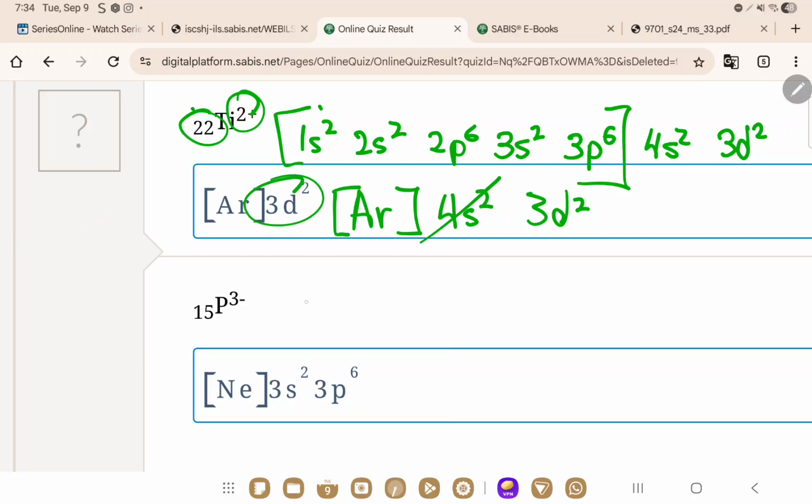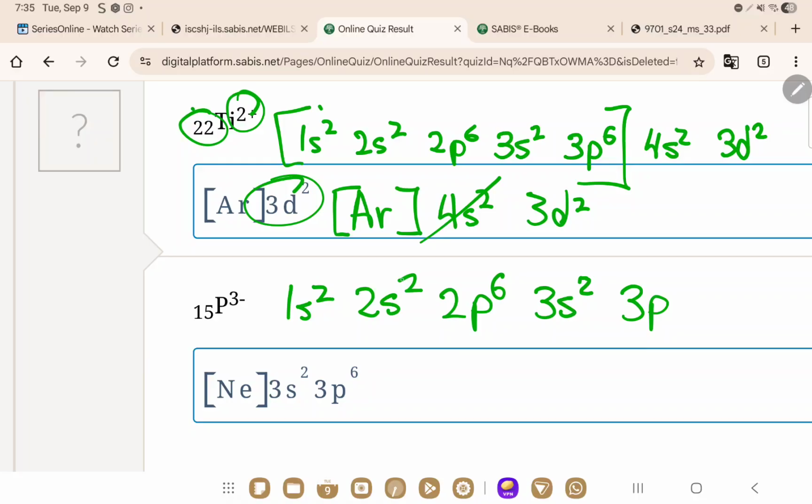Here, same thing. We write down till 15. So it is 1s2, 2s2, 2p6, 3s2, and 3p... 2, 4, 6, 10, 12, and now we need 13, so 3 only. So now, since we have this, we can take away, look at phosphorus. The closest noble gas to it that is smaller is neon. So we take away 10 till here, and that's neon. We replace it by neon.